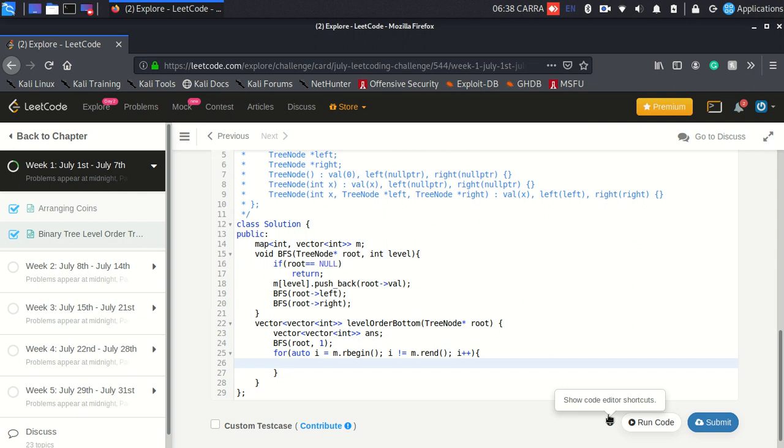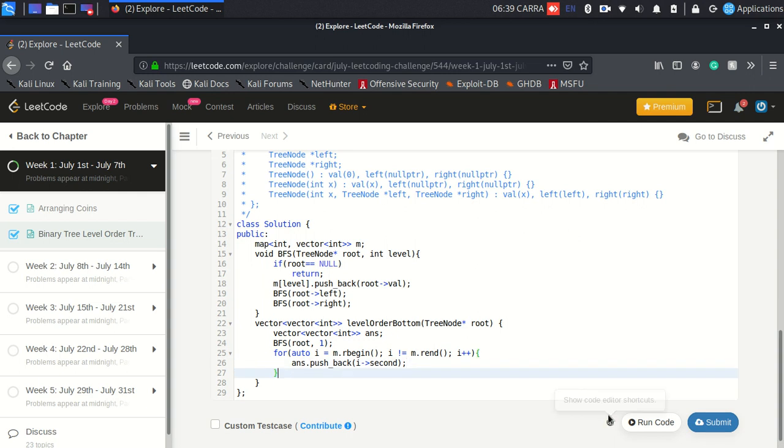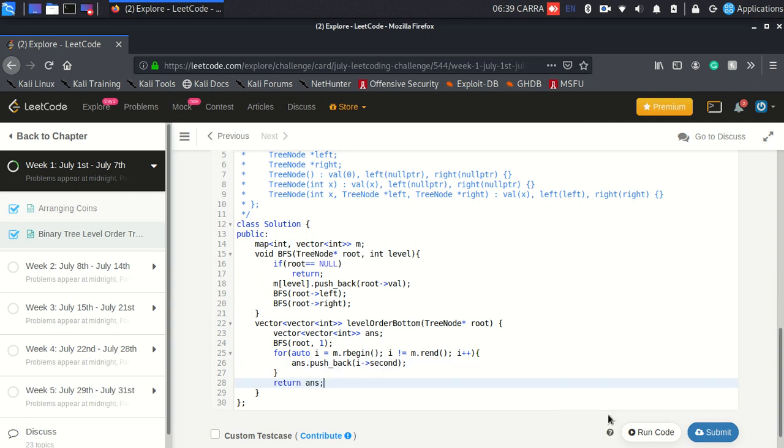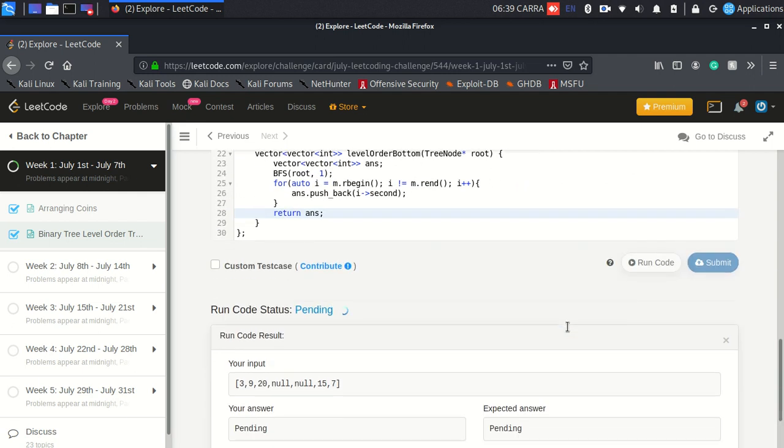So what I'll do is I'll have answer dot pushback, right? So I have an iterator i, and I want the second value in the pushback. Second value is nothing but the vector, right? First value is the key, second value is the vector. So I'll just answer dot pushback and I would return answer. I think that would do. It was quite simple, not very complex.